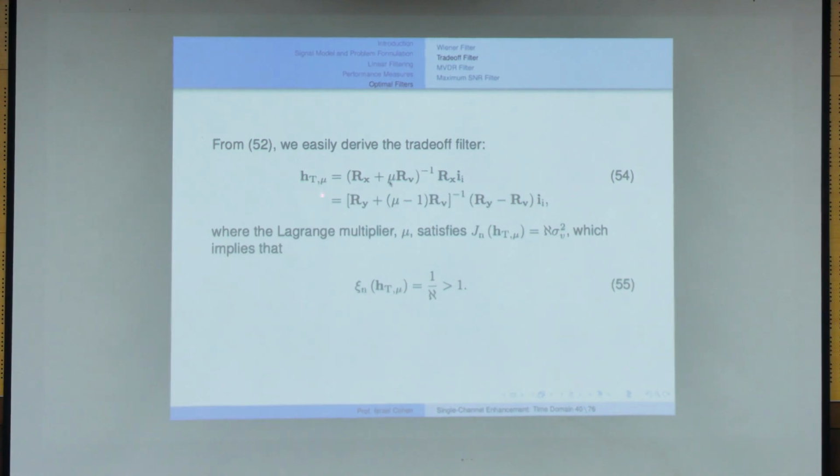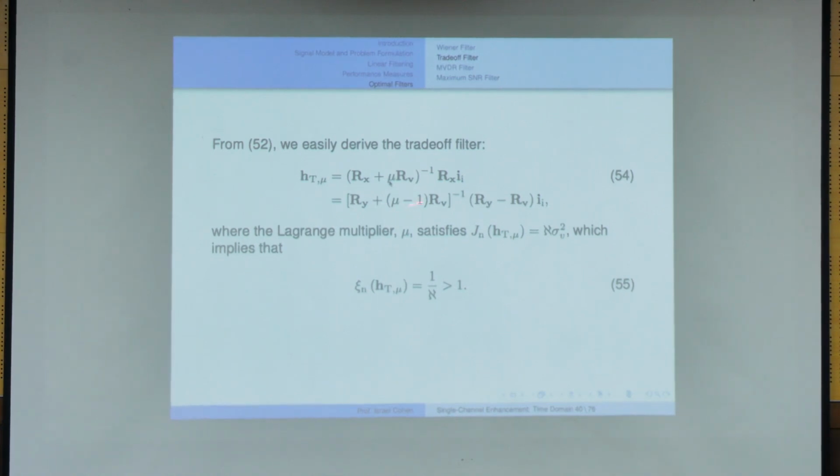Now, we can keep this filter with the parameter mu and take mu larger than 1, 1, or smaller than 1. And we know how mu influences the mean squared error, or the solution, and the trade-off between noise reduction and distortion.